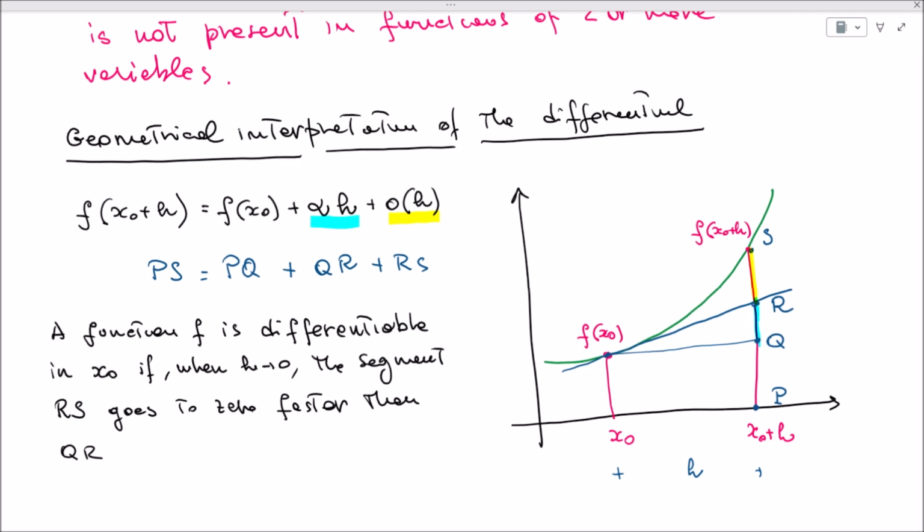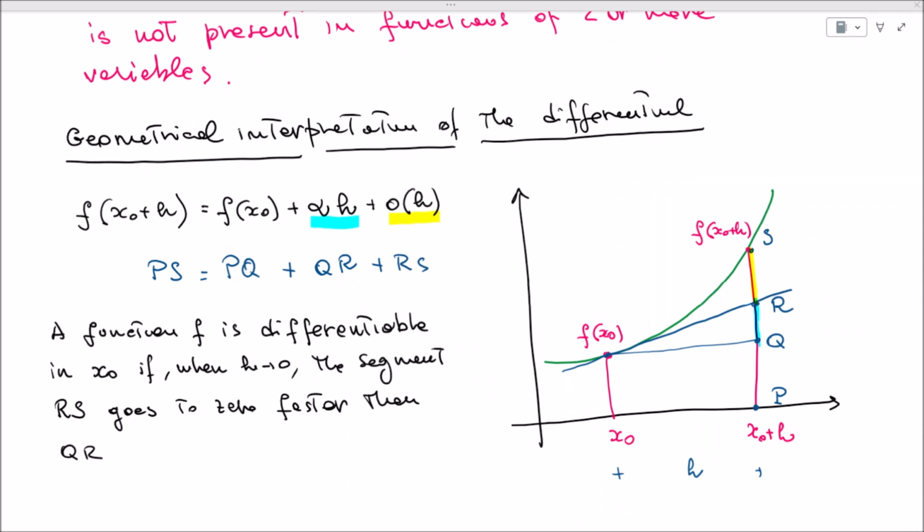In fact, if we say that Rs is little o of h, that implies that Rs goes to 0 faster than QR. So this is the geometric interpretation. We can say that a function f is differentiable if, by identifying these two segments QR and Rs, we see that Rs goes to 0 faster than QR.